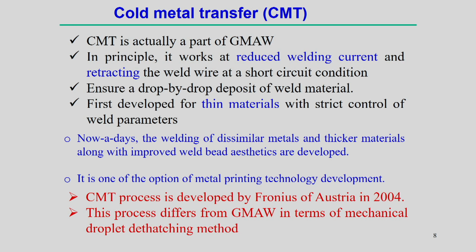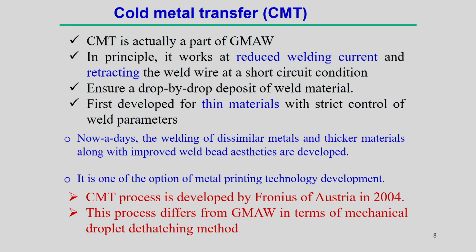Normally, the CMT, cold metal transfer mechanism, was developed initially for thin material, but with strict control of the weld parameters. But nowadays, welding of dissimilar materials and even higher thickness material is done, with improved weld bead aesthetics, that means the surface appearance is very good, in the case of the cold metal transfer mechanism as compared to the normal conventional gas metal arc welding process. So, therefore, cold metal transfer is more suitable for the development of the metal printing process as compared to the gas metal arc welding process.